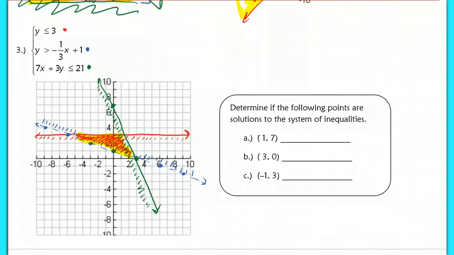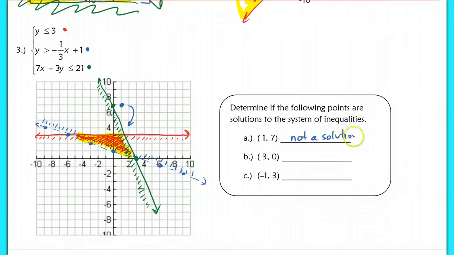But right to the right here, I have determine if the following points are solutions to the system of inequalities. So this is just making sure that you understand the idea of what a solution is not, and what it means to be a solid or a dashed line. So let's look at the point 1, 7. Well, the point 1, 7 is clearly not within that shaded region, so this is not a solution.